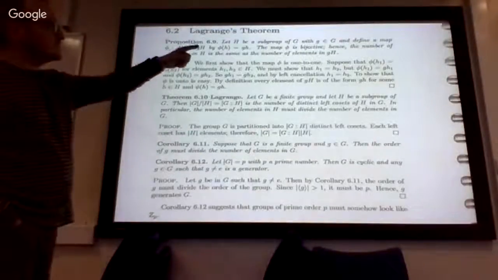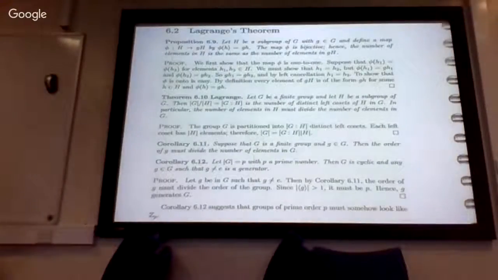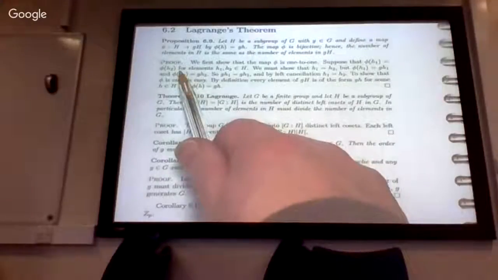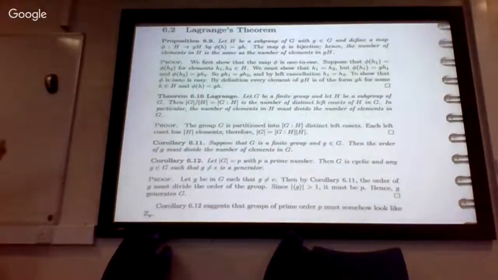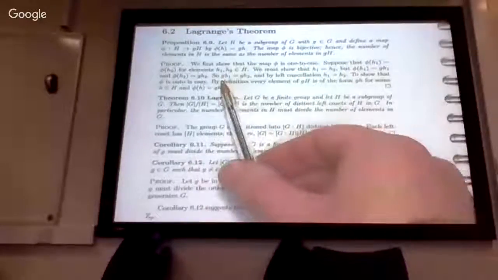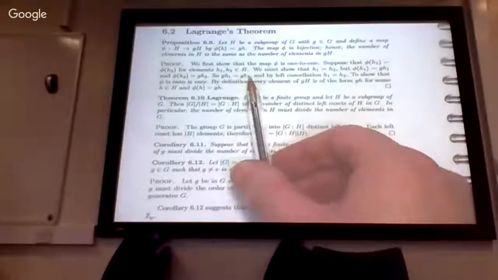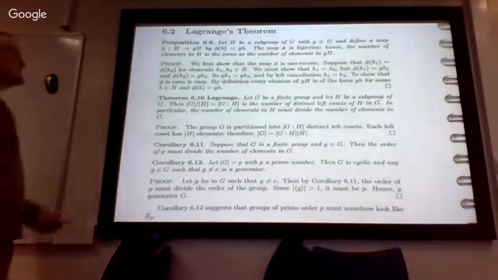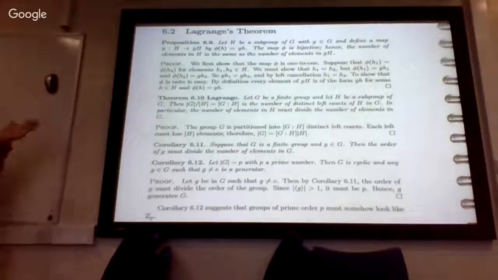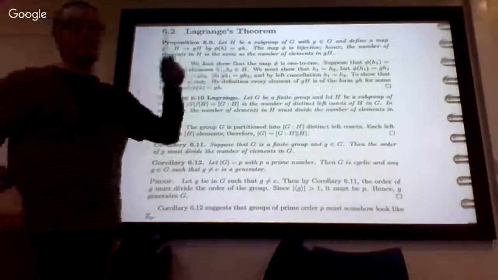So first we show that it's one-to-one. We assume that phi of h1 is equal to phi of h2. That would be a problem if h1 and h2 are different, because that shows it's not one-to-one. We've got to prove that h1 is equal to h2. So phi of h1 is g times h1, and phi of h2 is g times h2. So we're effectively assuming gh1 equals gh2. The same element g on both sides, so you just cancel g. You multiply both sides by g inverse on the left.